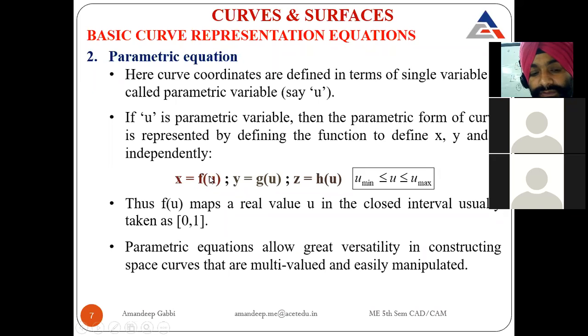X is a function of u, y is a function of u, z is a function of u, where u goes from minimum to maximum value. If you map a real value u in a closed interval, usually taken as 0 to 1, parametric equations allow great versatility in constructing space curves that are multivariate and easily manipulated. I will be showing you a simple curve. If you draw it as a non-parametric equation, and if you draw it as a parametric equation, what is the difference? You will see it in the next slide.